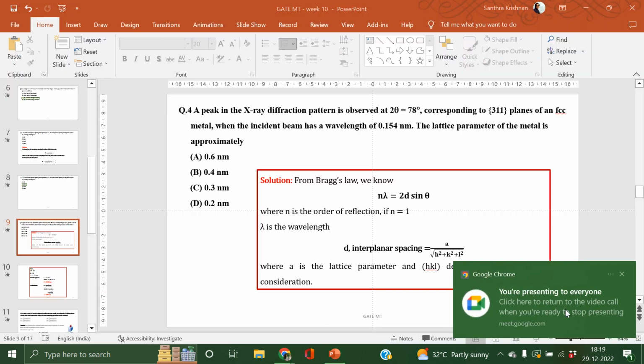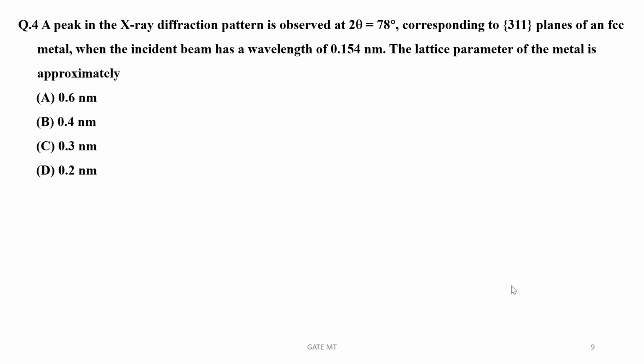So for the person who just joined also, please try to solve this question. It's an XRD related question. Many questions actually come from this particular region. Therefore, please be familiar with it. We have to use two equations. One is d is equal to a by root of h square plus k square plus l square, and the other one is 2d sine theta is equal to n lambda. Based on these two equations, please try to answer this.